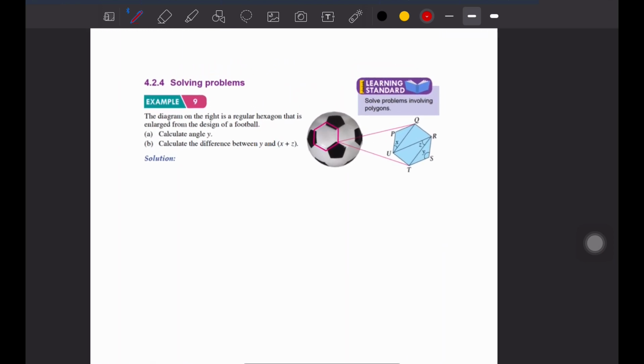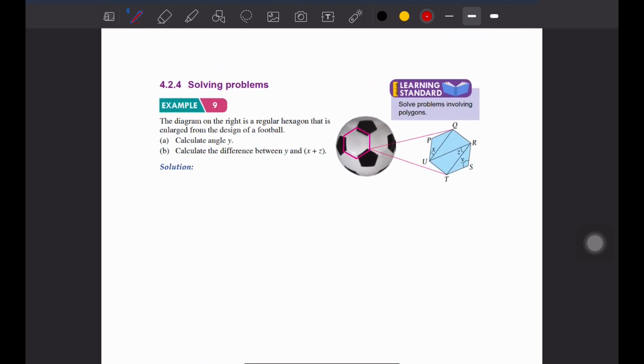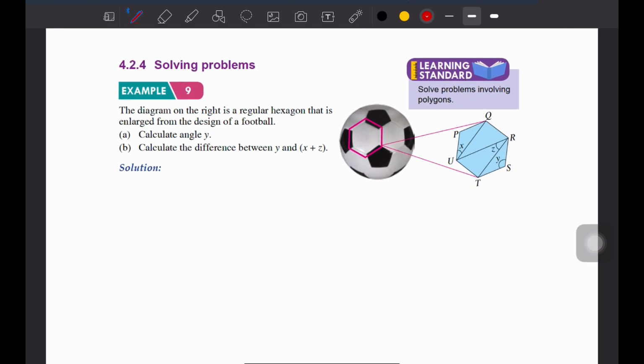Okay, and the last learning standard for today is solve problems using polygon. So let's have a look at the last example. Example 9. The diagram on the right is a regular hexagon. Hexagon is 6 sides, right? Octagon is 8 sides, don't confuse.